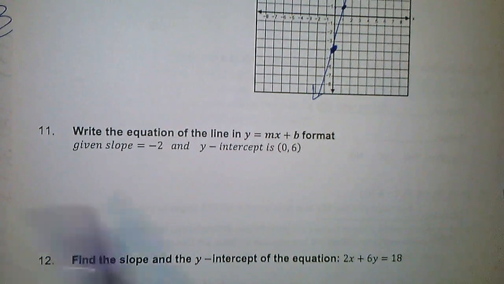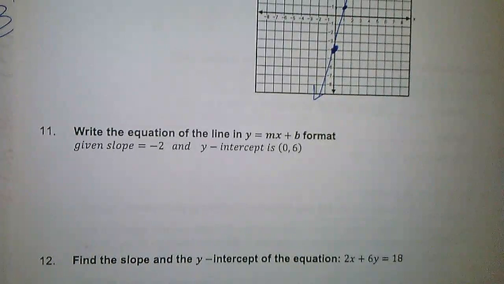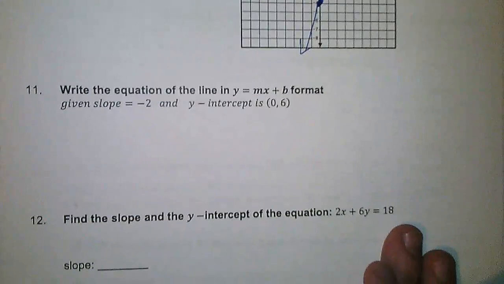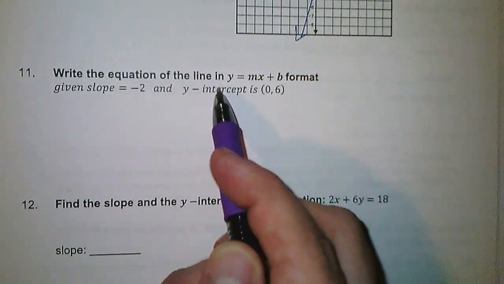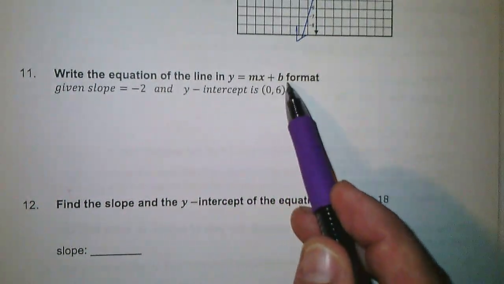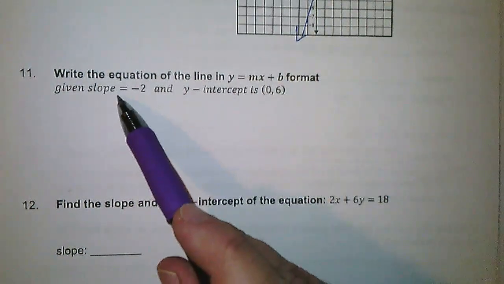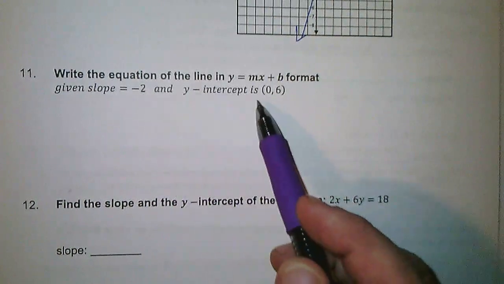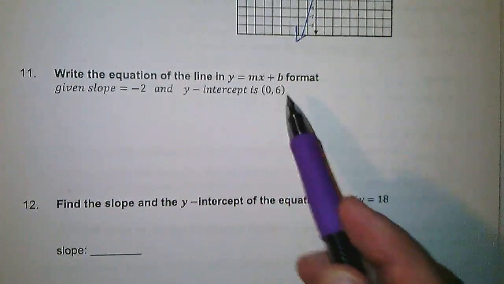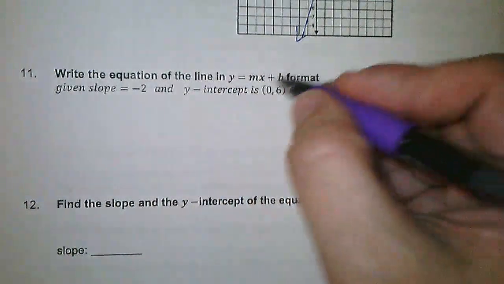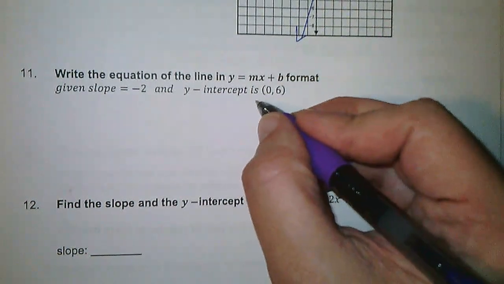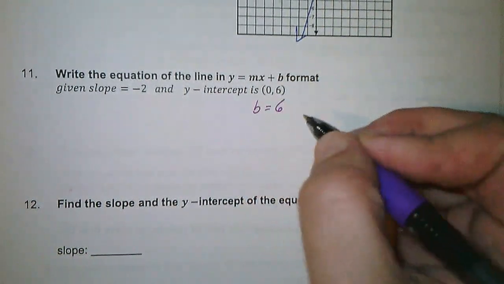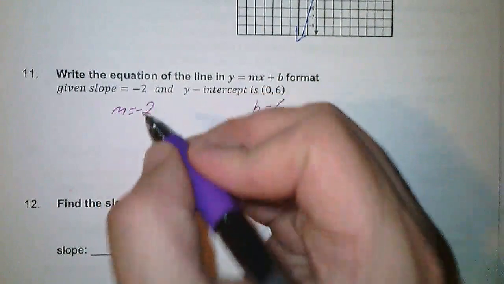All right, let's take a look at number 11, picking back up in the review here for linear graphing, test 4. Write the equation of the line in y equals mx plus b form, given that the slope is -2 and the y-intercept is (0, 6). So when we're putting this in y equals mx plus b form, we just use the 6 for b and -2 for m.